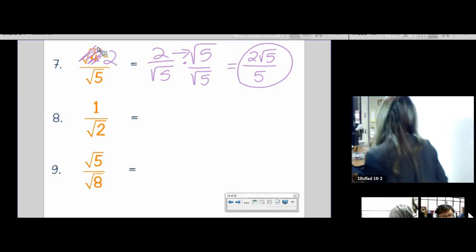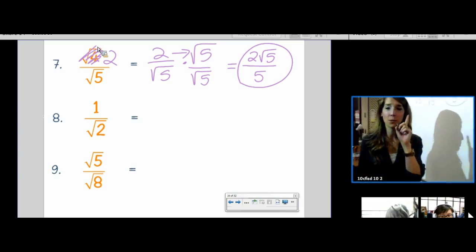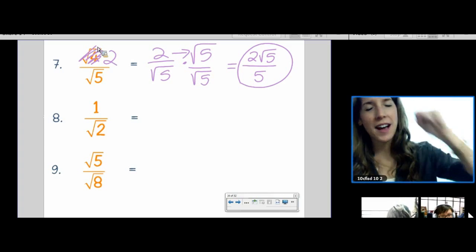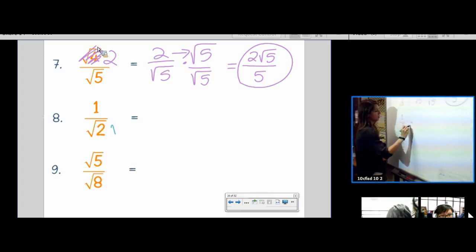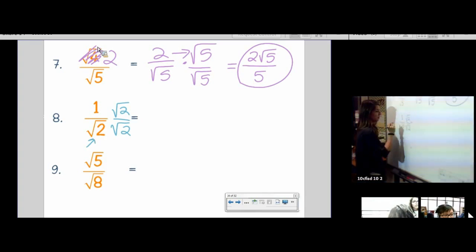Number 8. I'm obeying rule number 1. I'm obeying rule number 2. It's that rule number 3 that we're breaking again. So we are going to multiply the numerator and the denominator by the radical in the denominator.